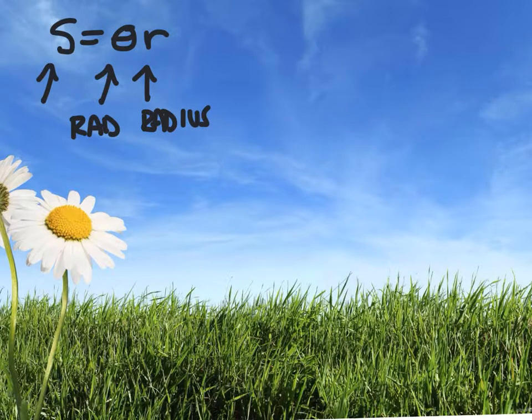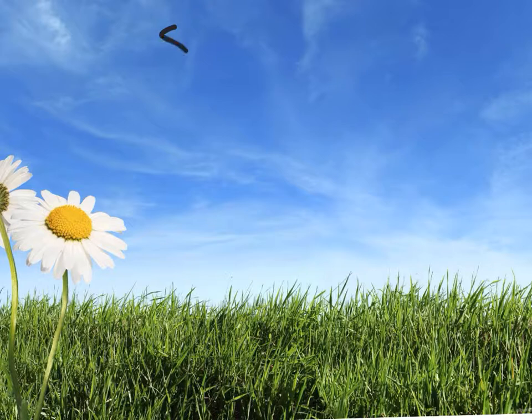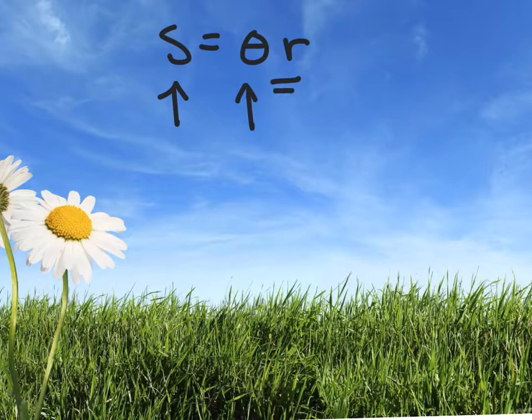Now, this formula is quite simple, and because there are only three elements to it, what always happens is you're going to be given two of the items. If you're given the angle and the radius, then you multiply them together to obtain the arc length. Or if you are given the formula, but given, let's say, the arc length and the angle, then you're finding r.